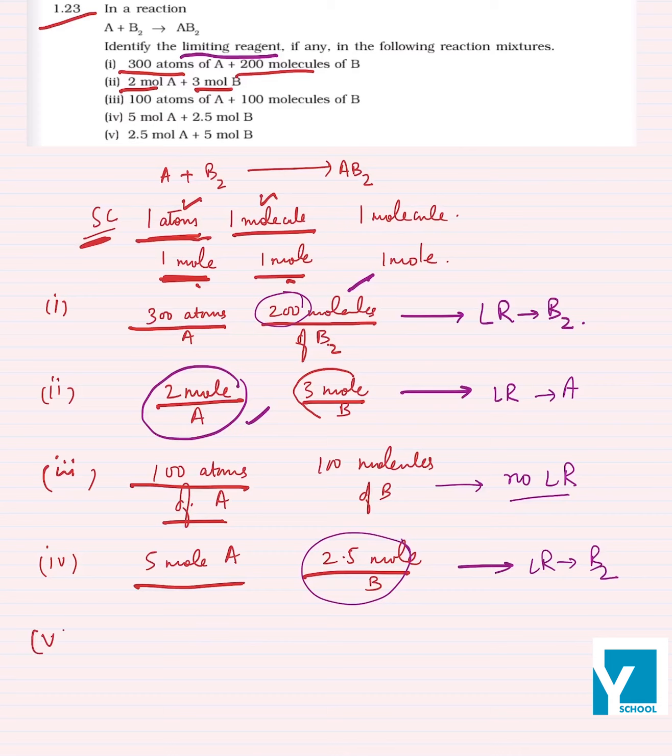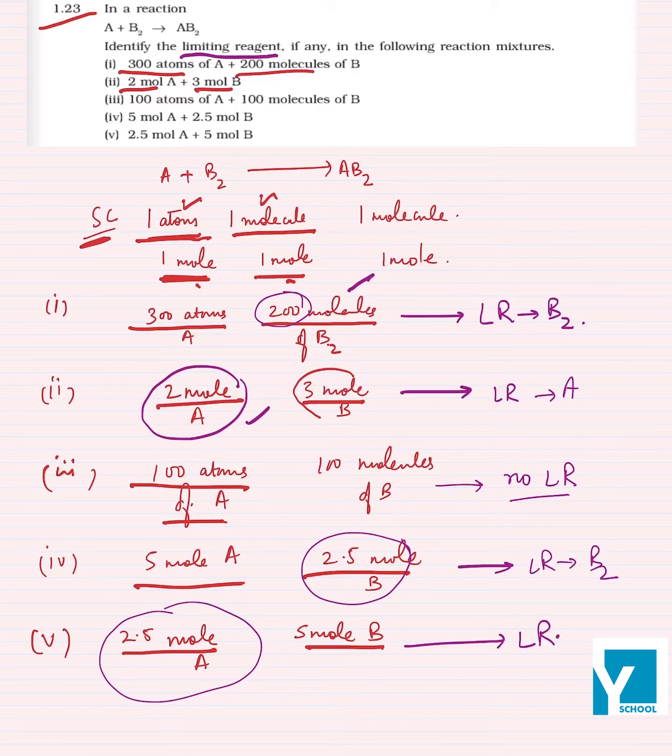Next, fifth part, 2.5 mole of A reacts with 5 mole of B, right? So we know that 1 mole of A requires 1 mole of B, right? So 2.5 mole of A would require obviously 2.5 mole of B, but we are given with 5 mole, which is in excess. So here A will be your limiting reagent. So limiting reagent is A.